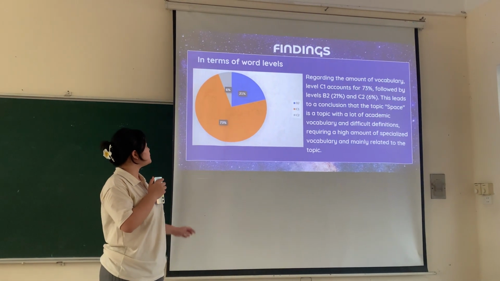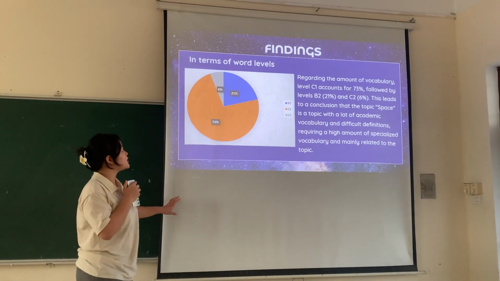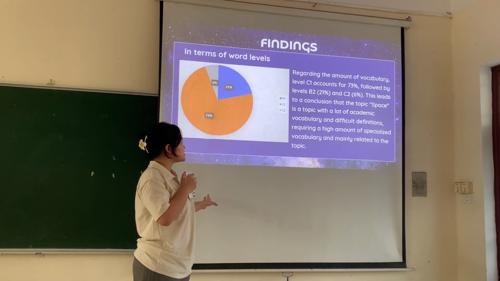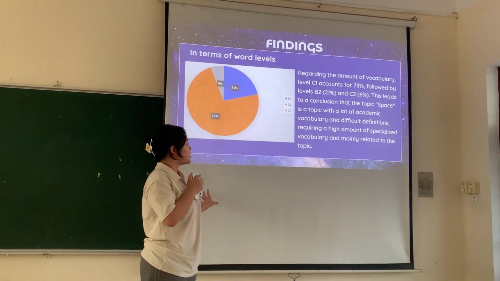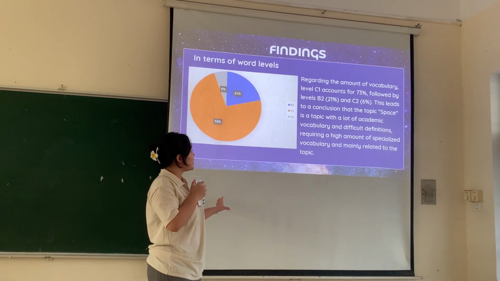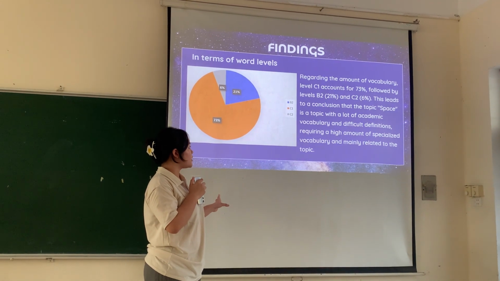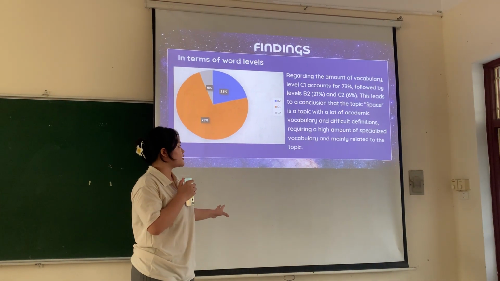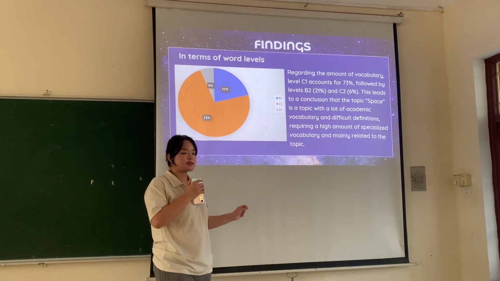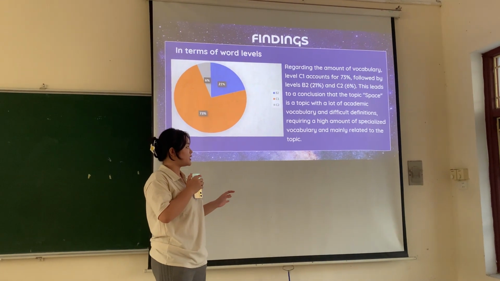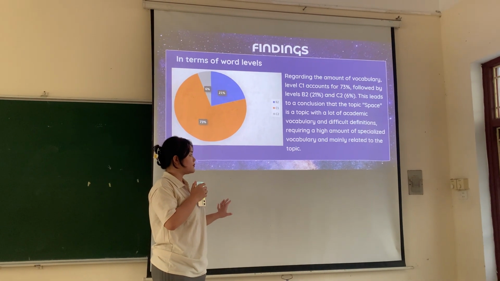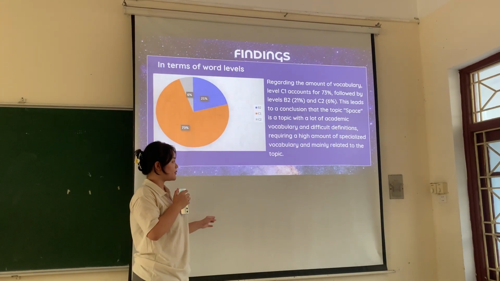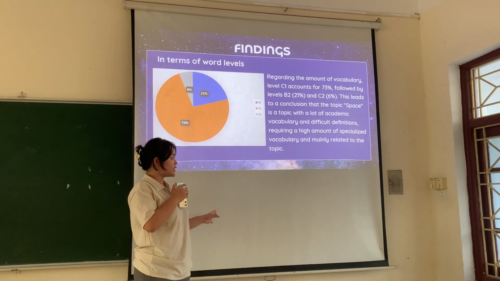And we move on to the term of word levels. Regarding the amount of vocabulary, level C1 accounts for 73%, followed by level B2 at 21%, and C2 at 6%. This leads to a conclusion that the topic space is a topic with a lot of academic vocabulary and difficult definitions, requiring a high amount of specialized vocabulary, and mainly related to the topic.